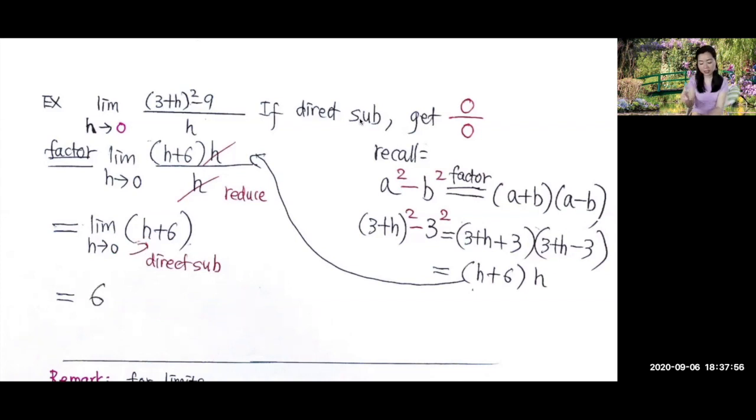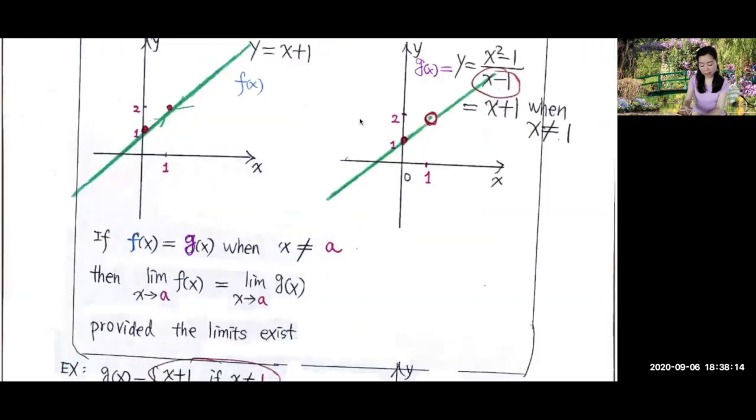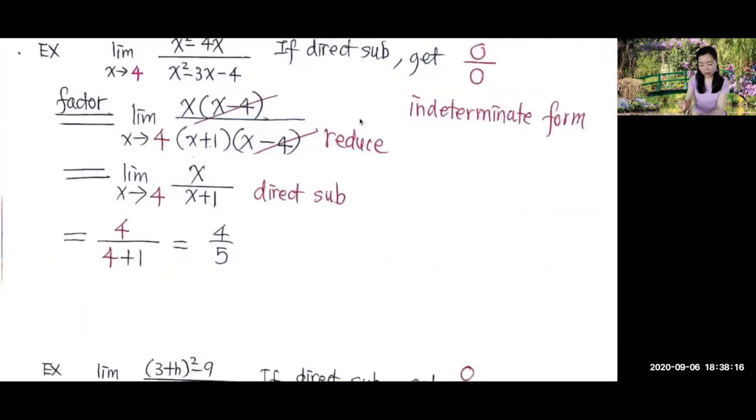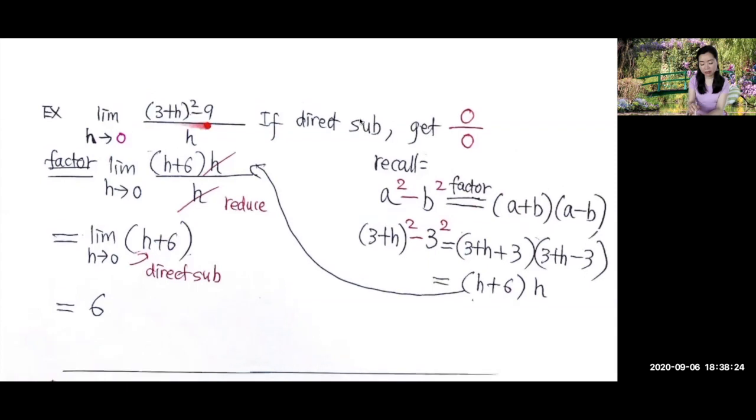Now, as you can see here, this indeterminate form 0 over 0, in this case, we got a 6. Now, this is also a 0 over 0 indeterminate form. The result here, we get 4 over 5. So when you get 0 over 0, do not jump to the conclusion that it is equal to 0 or infinity or any number, because for different examples, we'll get different answers. You need to investigate this a little bit further.